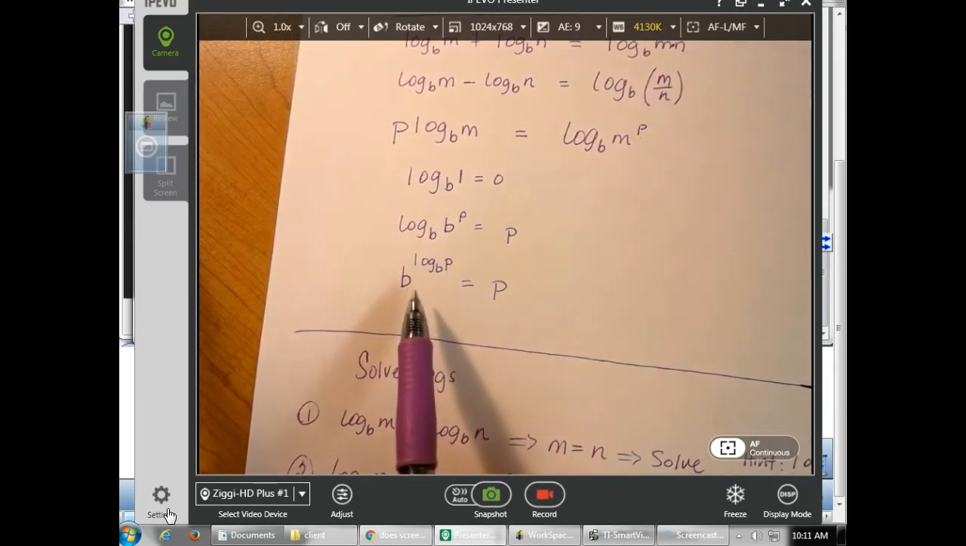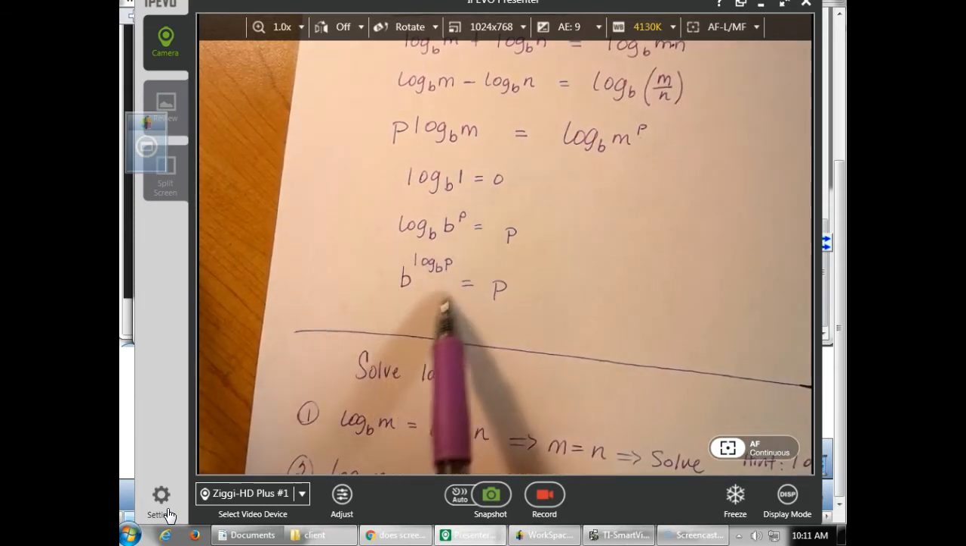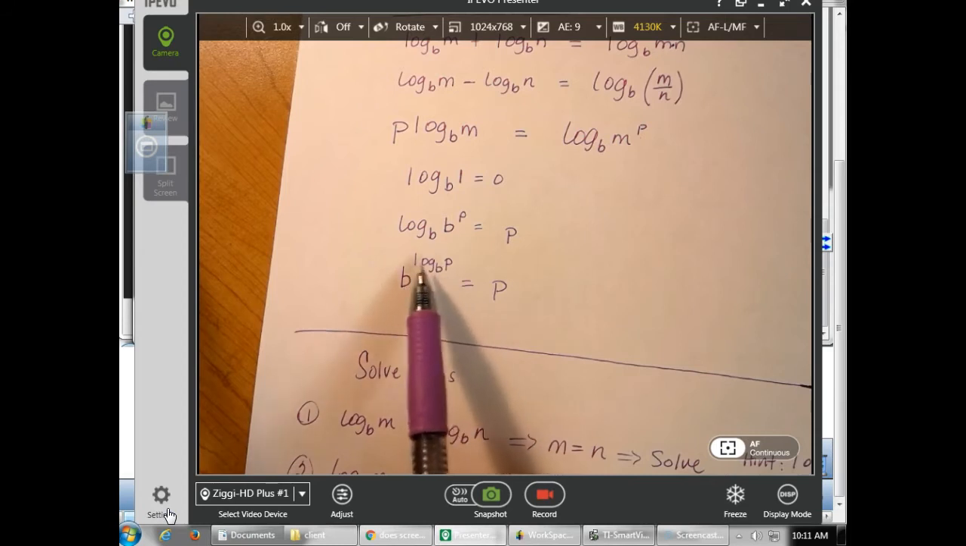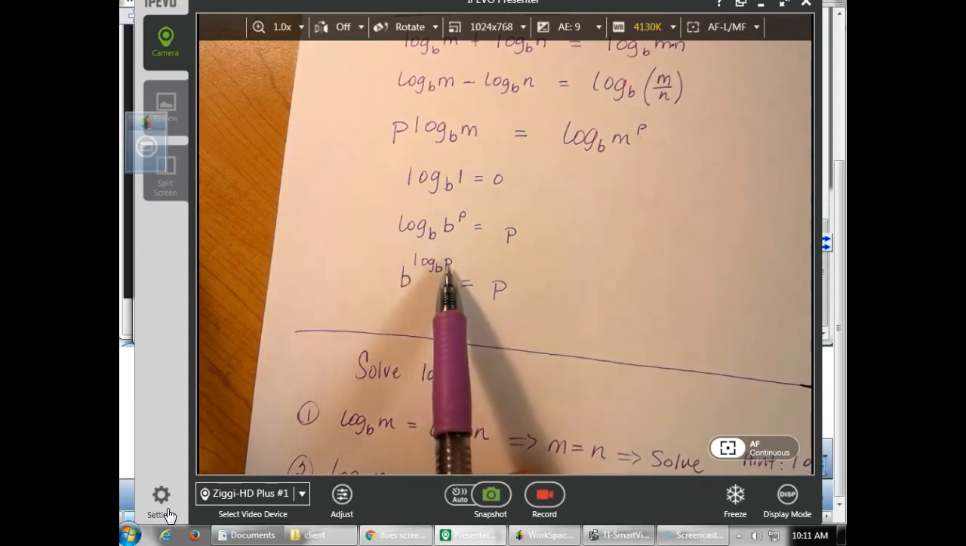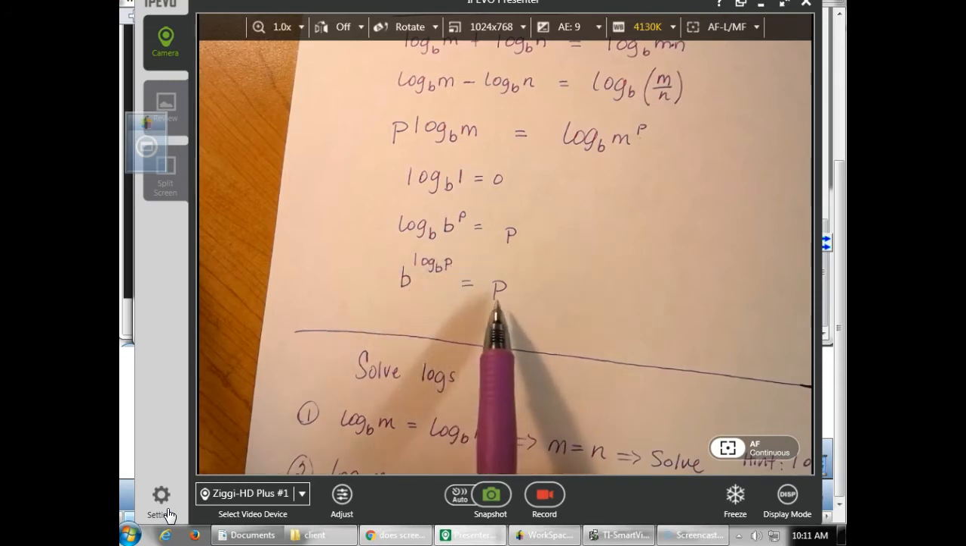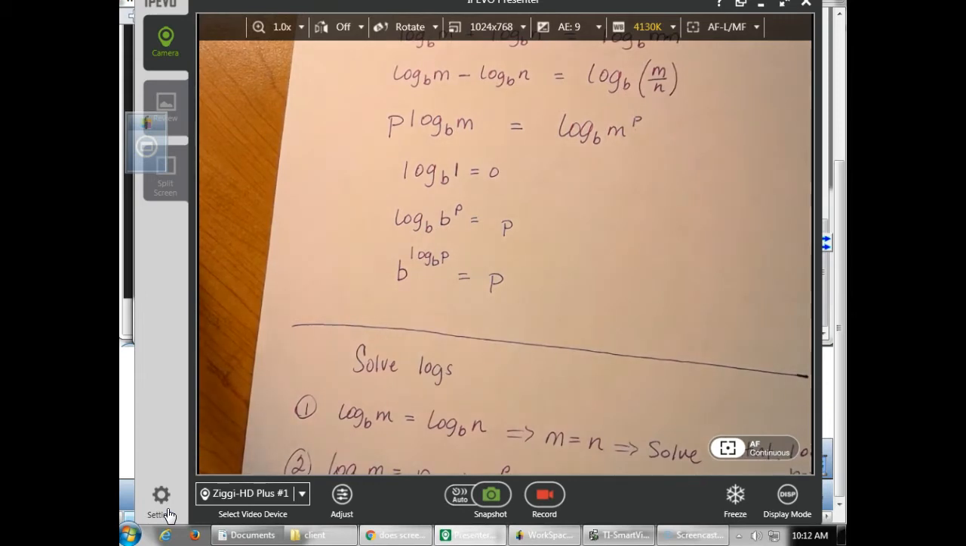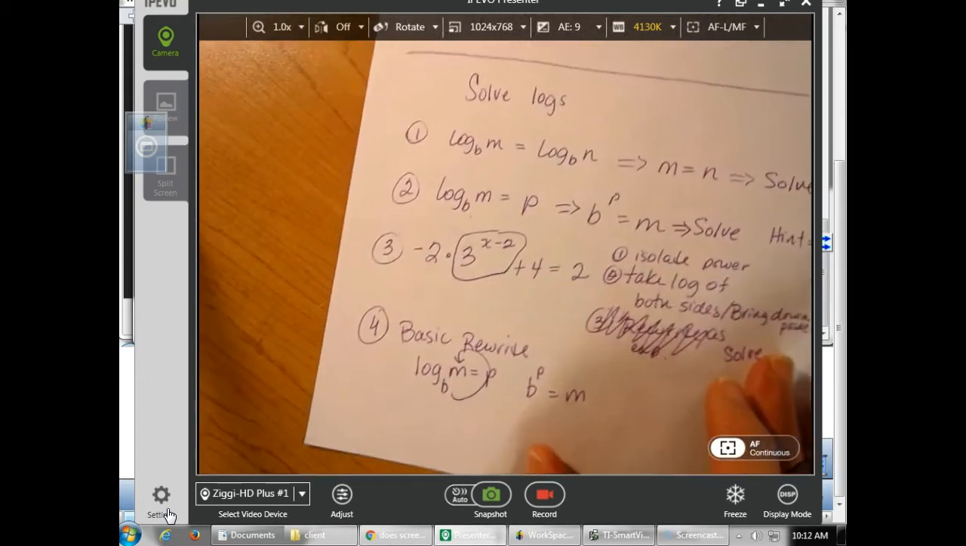The next one looks really interesting. It is an exponential that has a log as the exponent. So I have a base, and then I have log base b of p as my exponent. So it simplifies all the way down to p. Now, those are the properties of logs, and we're going to talk about the different ways you can solve logs.